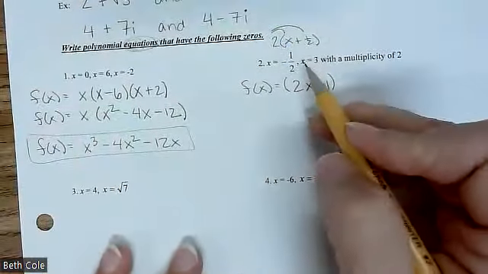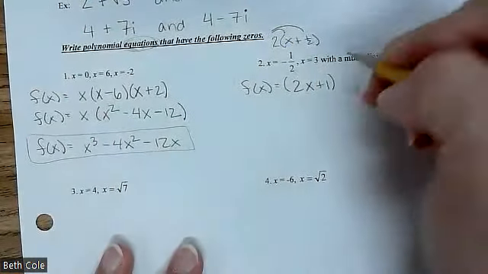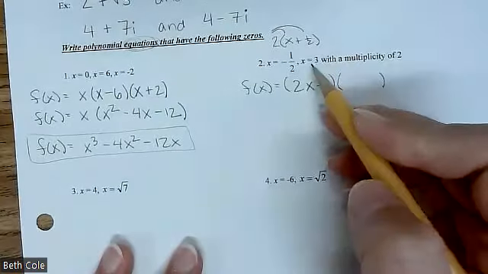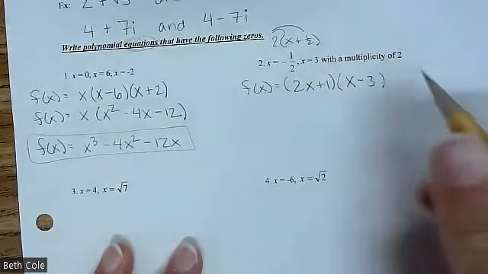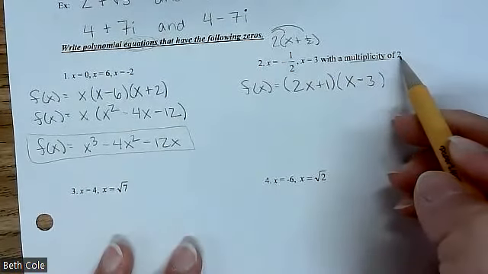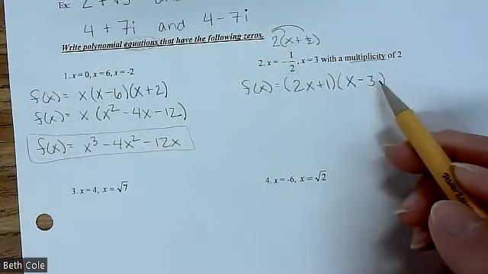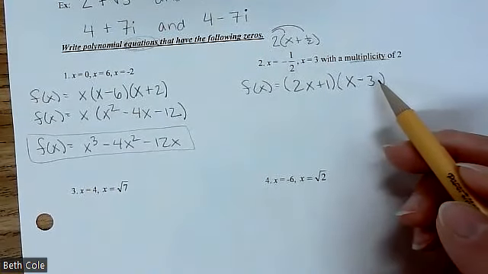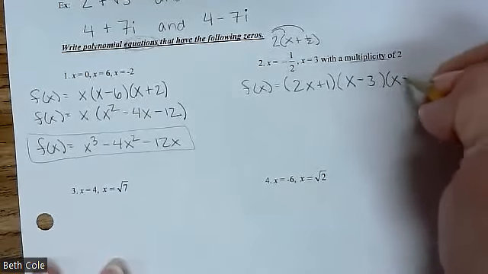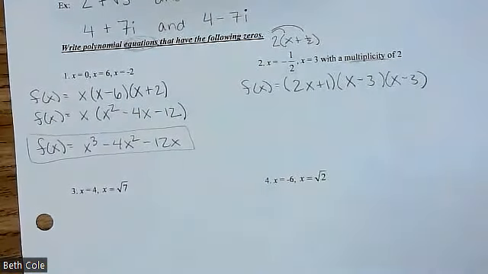All right. And then this one says x equals 3. So what would the factor be for 3? The x minus 3. All right, but look, it says with the multiplicity of 2. So it would be x minus 3 squared. But you should just go ahead and write it again because we're going to have to multiply it all together.